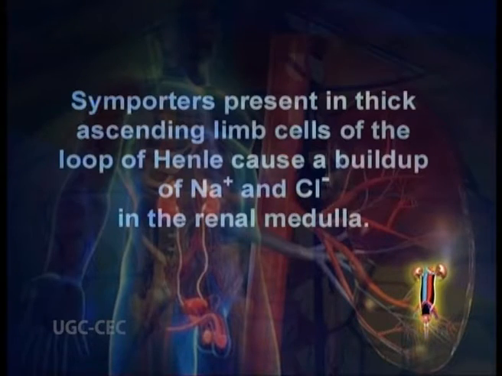Production of concentrated urine by the kidneys occurs in various ways. Number 1, symporters present in thick ascending limb cells of loop of Henle cause a buildup of sodium and chloride in the renal medulla. In the thick ascending limb of loop of Henle, the sodium, potassium, chloride symporters reabsorb sodium and chloride from the tubular fluid. However, in this segment, water is not reabsorbed because the cells are impermeable to water. As a result, there is a buildup of sodium and chloride ions in the interstitial fluid of the medulla.